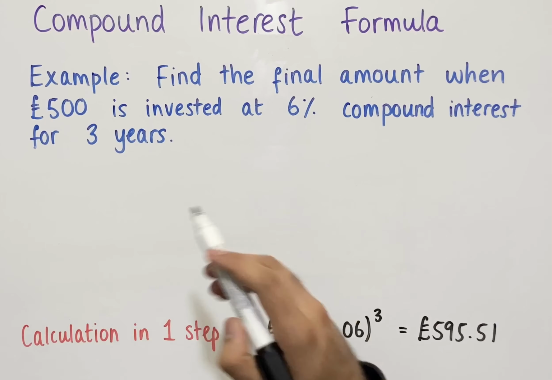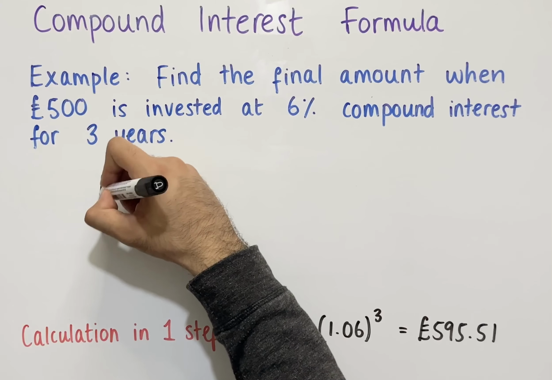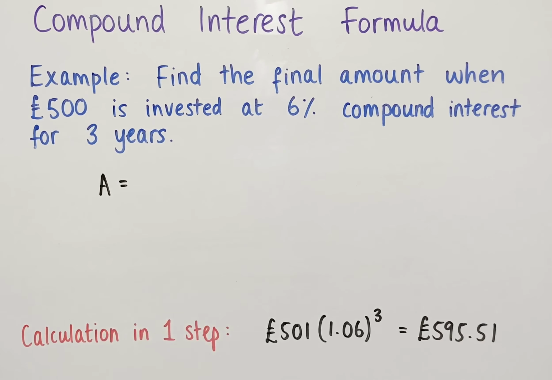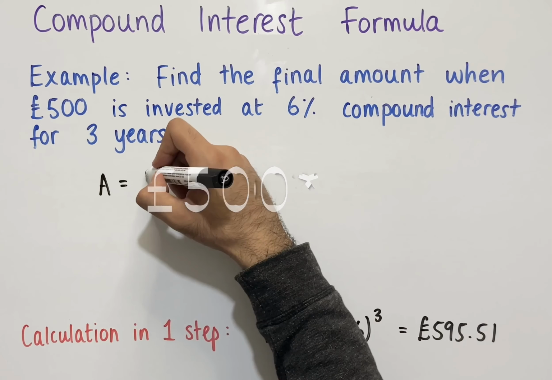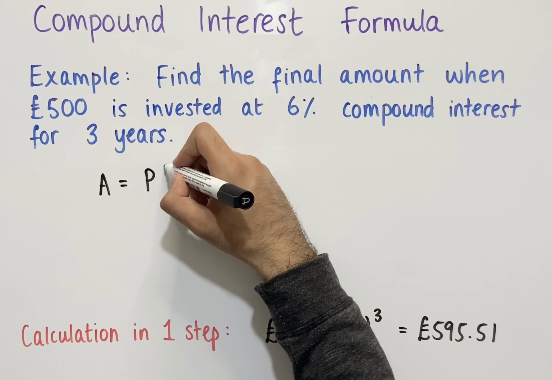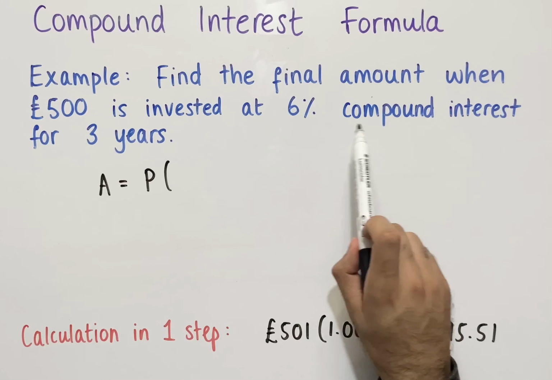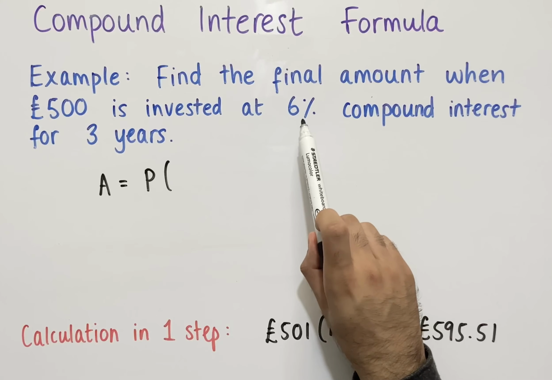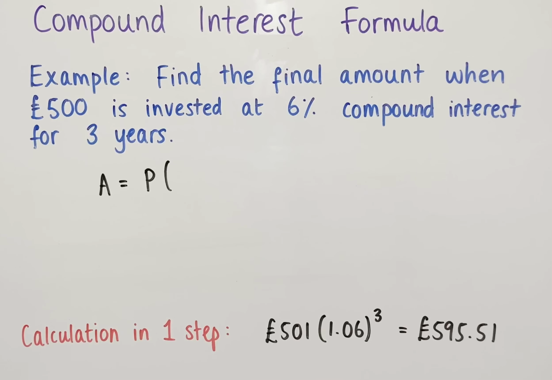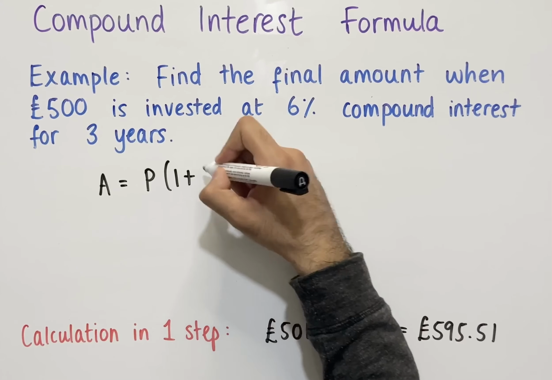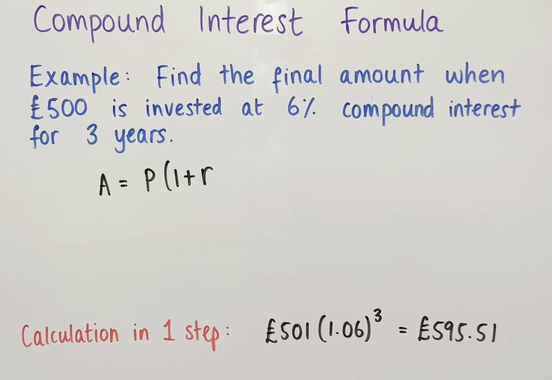If we generalize this for any question, then we would have the following. So the final amount calculated would be, let's say, A, which equals the initial investment. So in this example, we had £500, so we could call that P, multiplied by, in brackets, 1 plus the compound interest rate. So in this case, our compound interest rate was 6%. If we convert that to a decimal, we get 0.06. And if we add that to 1, we get 1.06. So 1 plus, let's call the compound interest rate R.